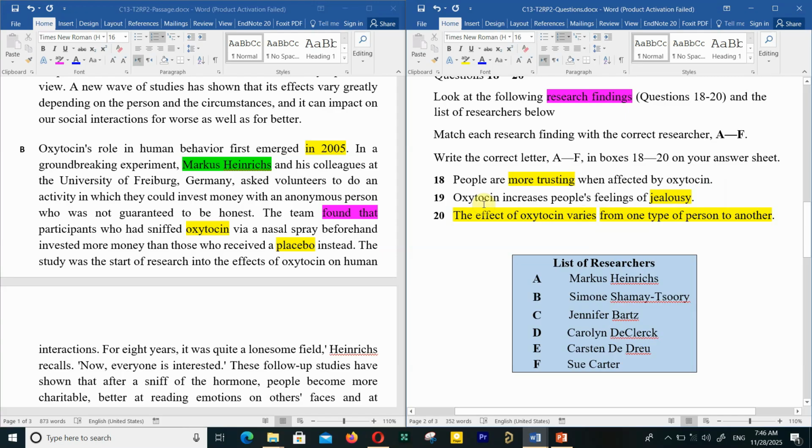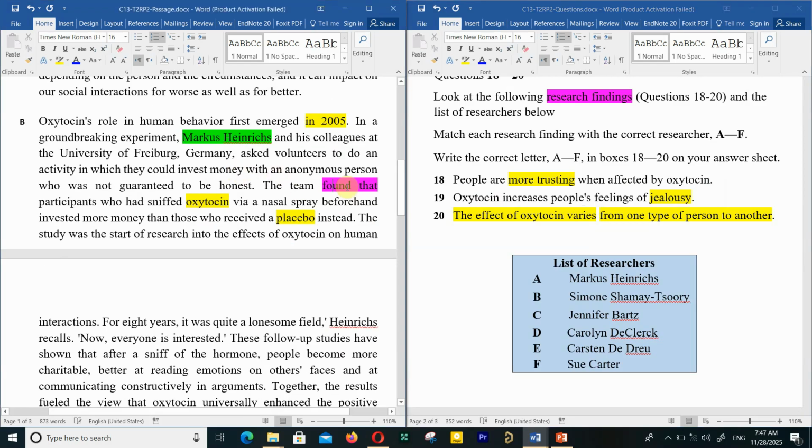So, now we're looking for the research findings. The team found that. So this is the sentence that you had to focus on. The team found that participants who had sniffed oxytocin via a nasal spray beforehand invested more money than those who received a placebo instead.